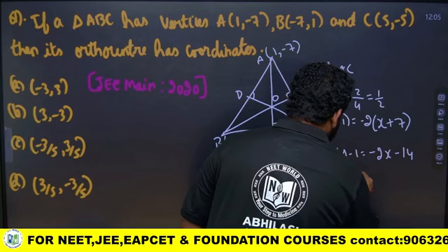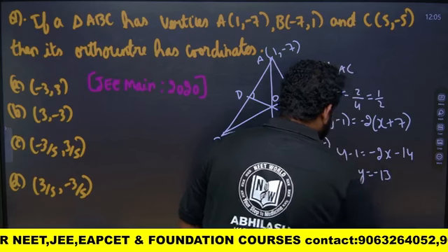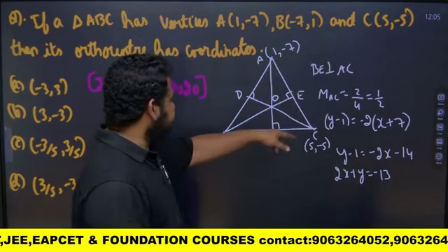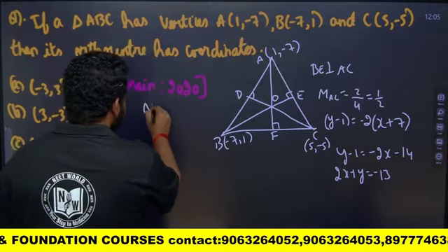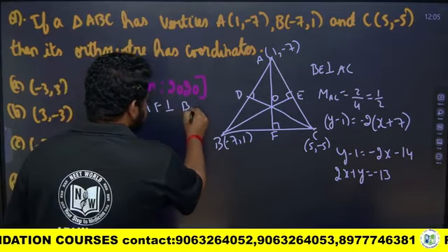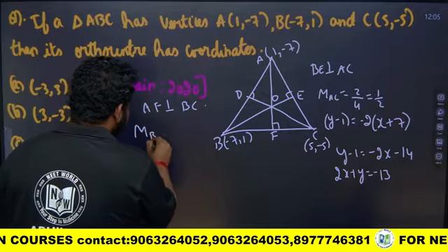2x plus y is equal to minus 13, I can write it. Now, I took BE perpendicular to AC. Suppose I take AF perpendicular to BC. AF is perpendicular to BC. So I have to find the slope of BC. Slope of BC is nothing but what?